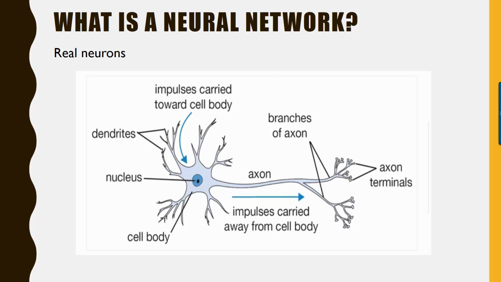A lot of the students had said that they'd studied this kind of thing before. This is a kind of simplified illustration of a real neuron. So a real neuron generates electrical signals at the ends of what are called the dendrites here.